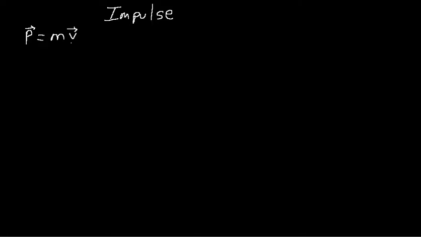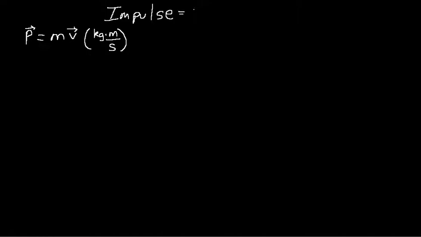We recall that velocity was a vector, so it has a magnitude, so many meters per second, and a given direction. So momentum has a direction, and it has units of kilograms times meters per second. That's the units for momentum. Now I'm going to derive for you what impulse is all about.